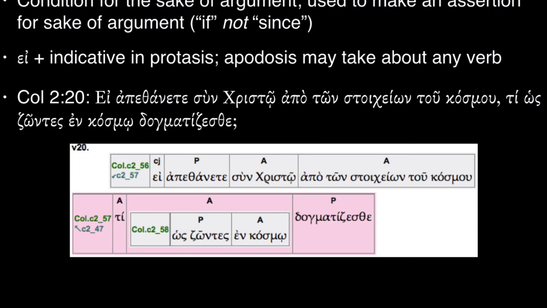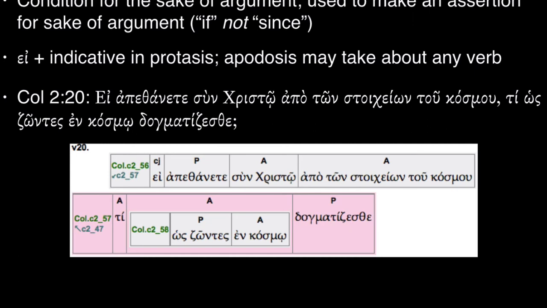So actually what is asserted here is in the primary clause. Why, as though you are living in the world, do you submit to its rules? Now, you could rewrite that question as a statement. You are submitting to the rules as though you were living in the world, right? And so this is a way to rethink the assertion that is being made for the sake of argument. He's causing them to go back and question and think about their relationship to Christ and their relationship to the world. And it all centers in his theology around dying to the world and living and being raised with Christ.